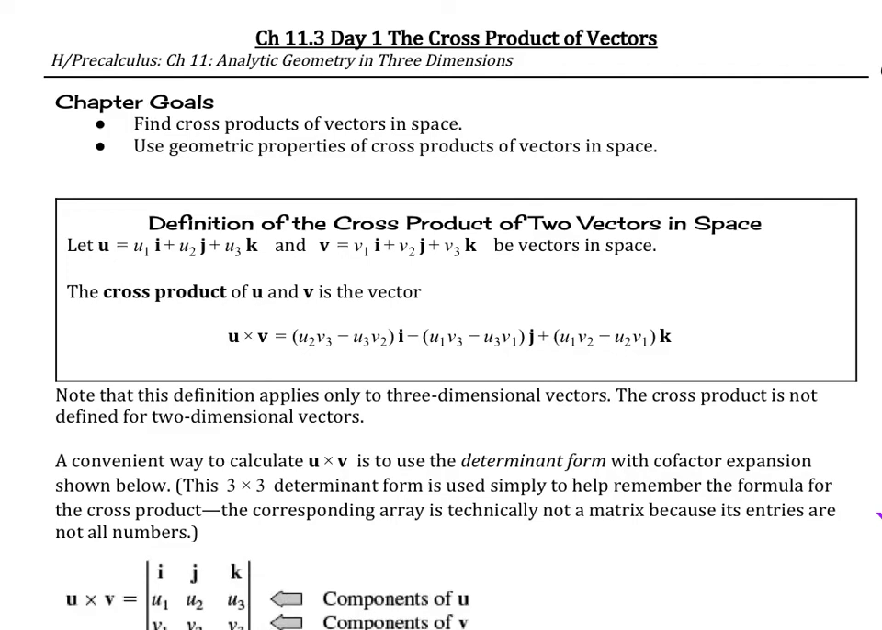11.3, the cross product of vectors. We're going to find the product of vectors in space as well as use geometric properties of cross products of vectors in space. So here's a definition of cross product of two vectors in space.